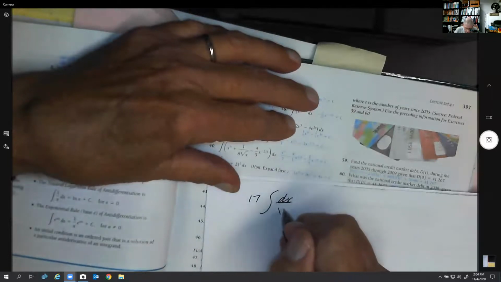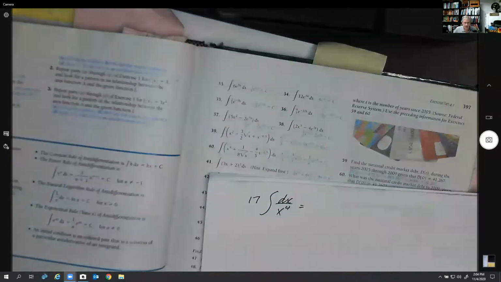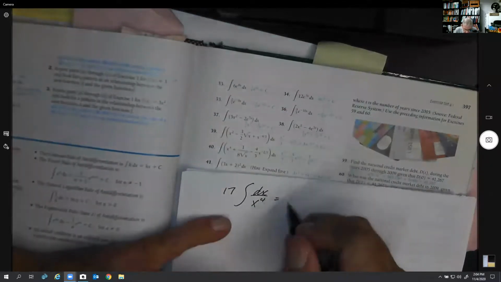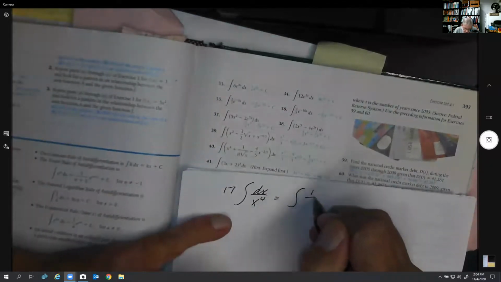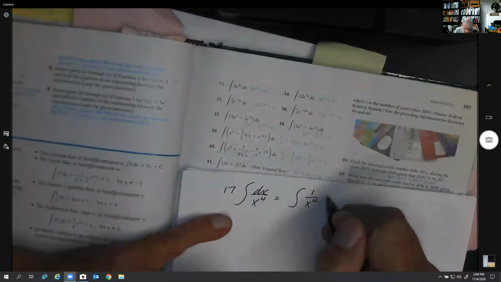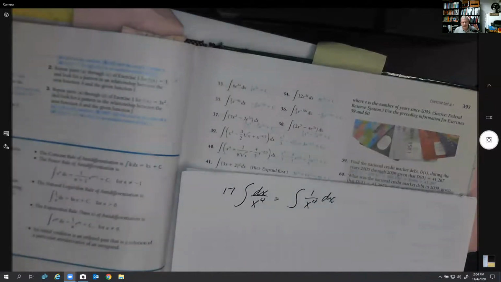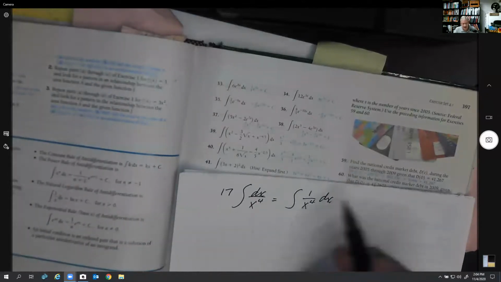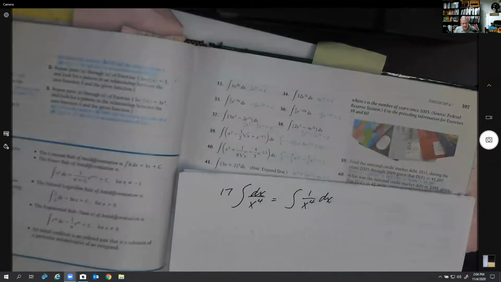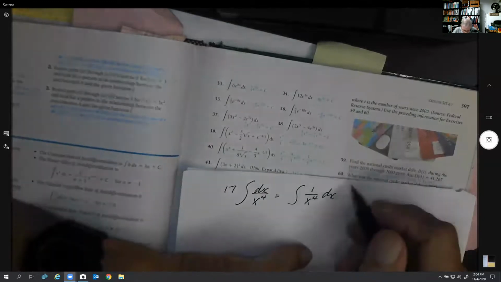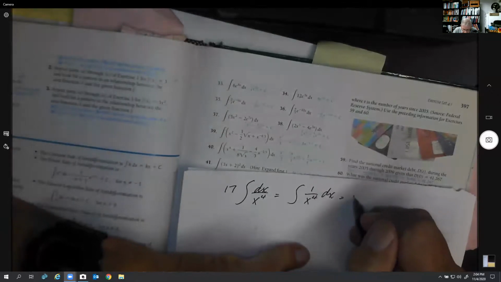dx over x to the 4th. Sometimes when you're doing a problem like this, you want to rewrite it a little bit so it makes sense. Might look like ln x. Every time I see an x on the bottom, I'm thinking ln x, but it's not really ln x. So on this one, we're going to bring it up.